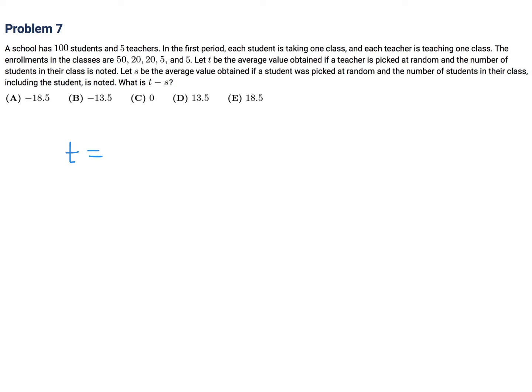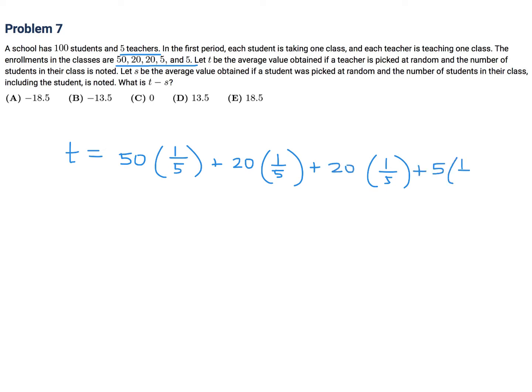So after carefully reviewing this question, T is calculated as follows. 50 times the probability that it happens, which is 1 over 5. And then 20 times the probability that that happens, which is 1 over 5, right? Because T is the average value obtained if a teacher is picked at random and the number of students in the class is noted. So you're choosing a teacher at random, and there's 5 teachers, so each teacher has a 1/5 chance of being chosen. And then the number of students in their class are listed there. So 50, 20, 20, 5, and another 5. So that's basically the calculation for T. And when you crunch out these numbers, you get 20.